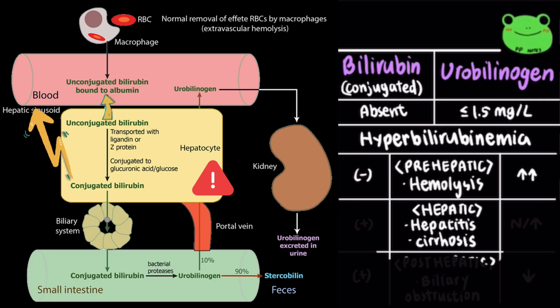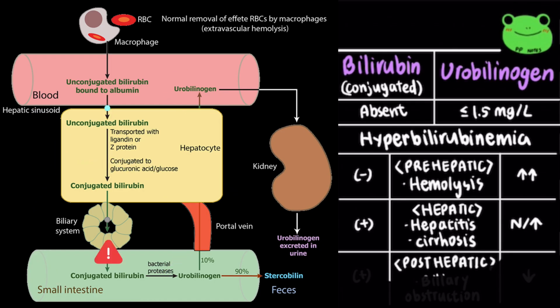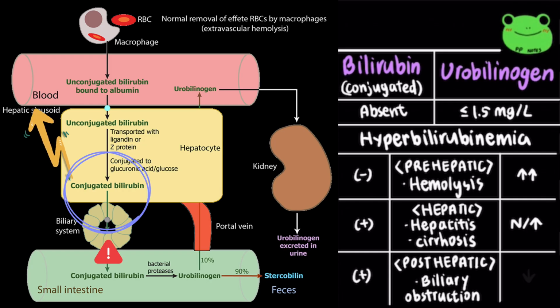In hepatic causes like hepatitis or cirrhosis, the liver can't process or excrete bilirubin properly, so both conjugated and unconjugated bilirubin build up in the blood. You may see bilirubin in the urine because conjugated bilirubin is water-soluble, and urobilinogen may be normal or elevated, depending on how much bilirubin actually reaches the gut. Finally, in post-hepatic causes like biliary obstruction, conjugated bilirubin can't get into the intestine at all. So you'll see elevated bilirubin in urine, but urobilinogen will be absent or very low, because there's no bilirubin in the gut to convert.